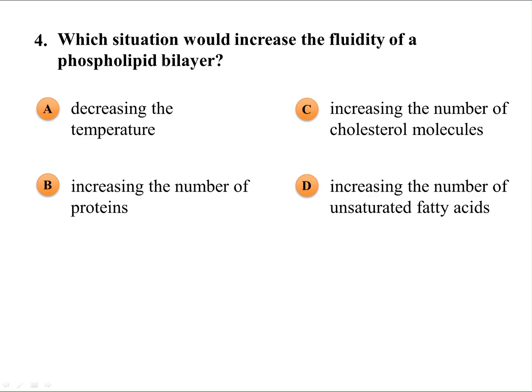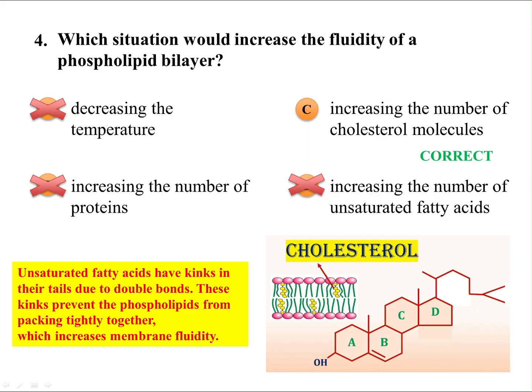Which situation would increase the fluidity of a phospholipid bilayer? The answer is C, increasing the number of cholesterol molecules. Because cholesterol is unsaturated fatty acid, having kinks in their tails due to double bonds, and these kinks prevent the phospholipids from packing tightly together, which increases the membrane fluidity.